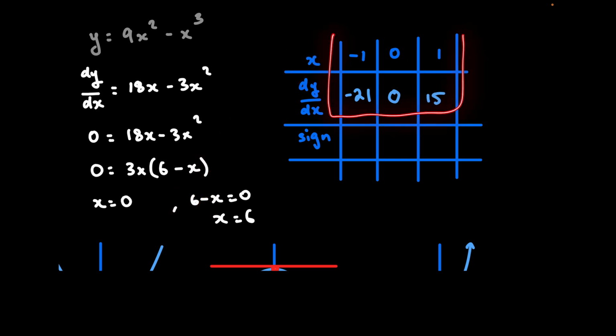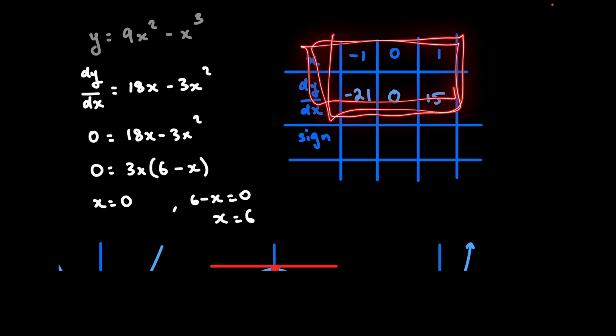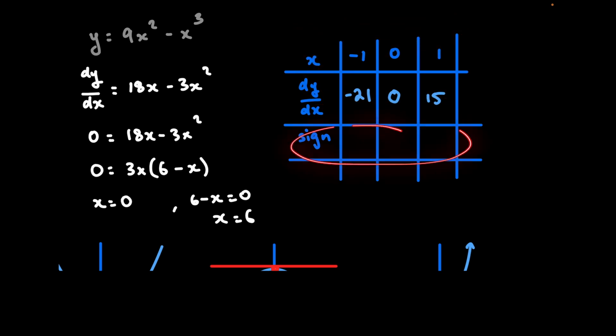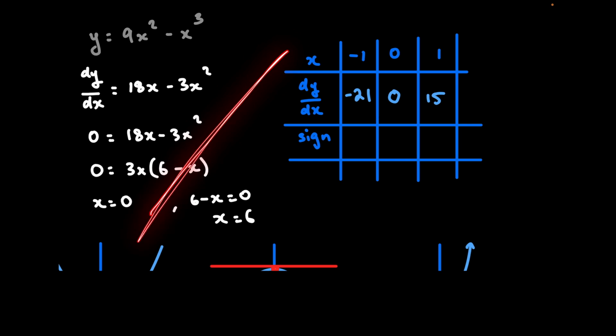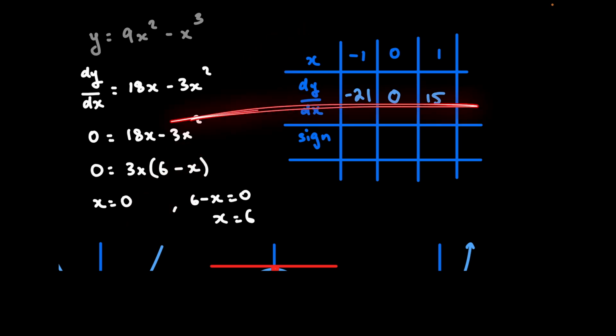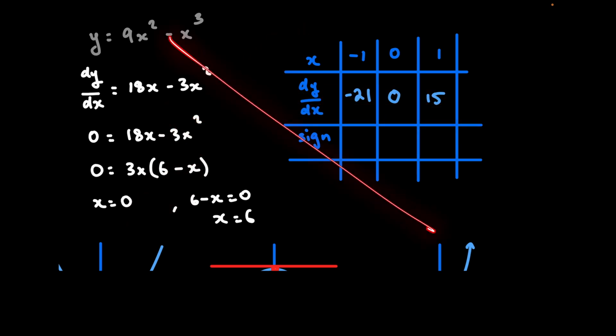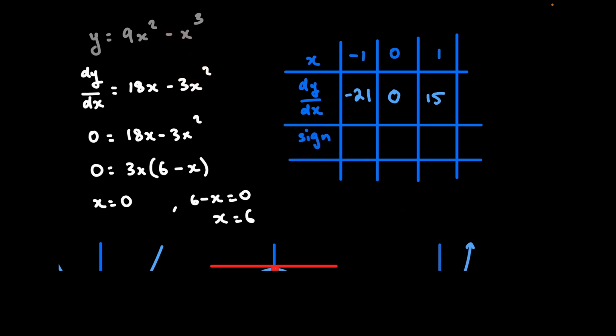So now we have these two rows filled in. Let's now work out the last row. The sign is pretty much asking us whether our tangent line is rising upwards like this, is it flat like this, or is it falling like this?